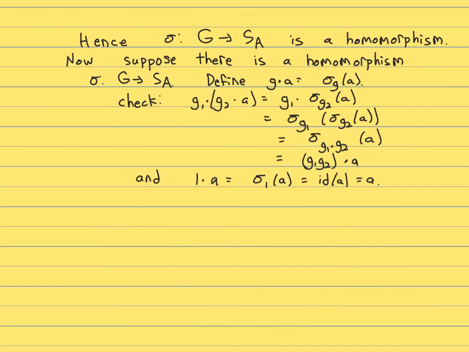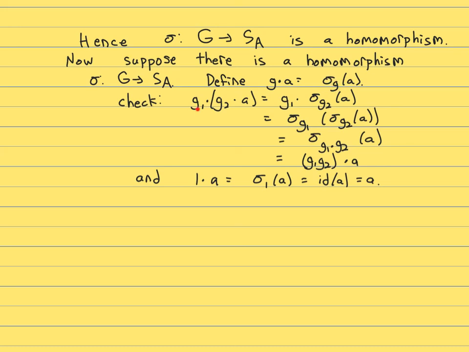Of course, we're not done yet. There's a reverse direction. I claim that given any group homomorphism to a symmetric group, you can actually define a group action on that set A. So suppose we have such a group homomorphism. But now suppose there's a homomorphism from G to S sub A. Well, define the action G dot A to just be sigma G applied to A.